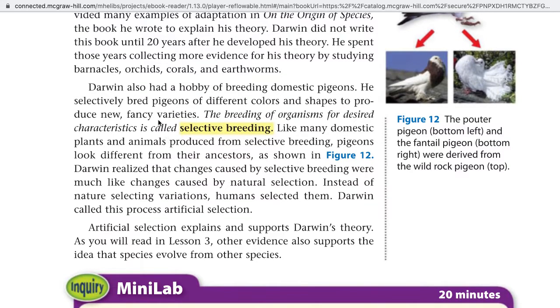Darwin also had a hobby of breeding domestic pigeons. He selectively bred pigeons of different colors and shapes to provide new fancy varieties, as you can see here in Figure 12. The breeding of organisms for desired characteristics is called selective breeding. Like many domestic plants and animals produced from selective breeding, pigeons look different from their ancestors, as shown in Figure 12.